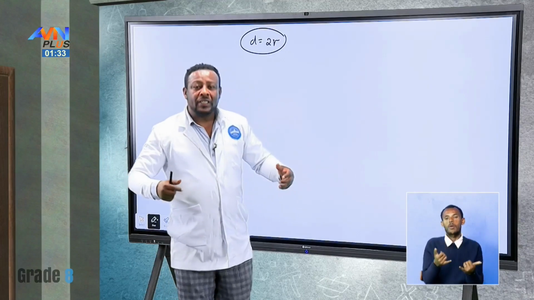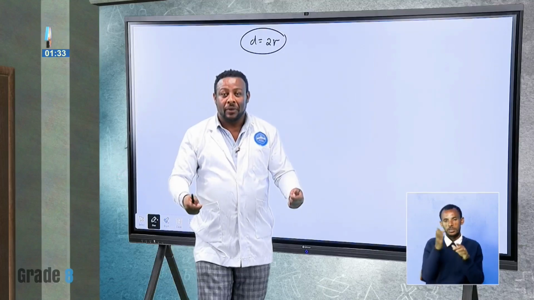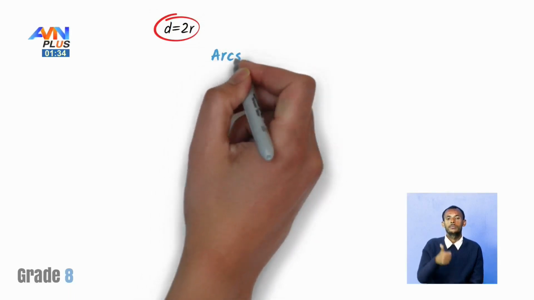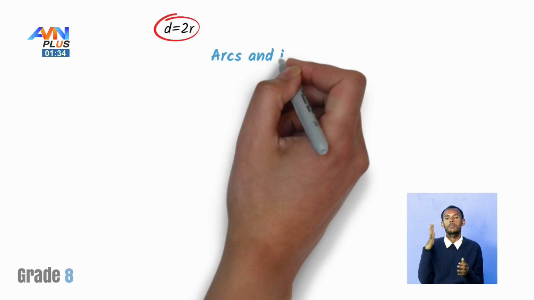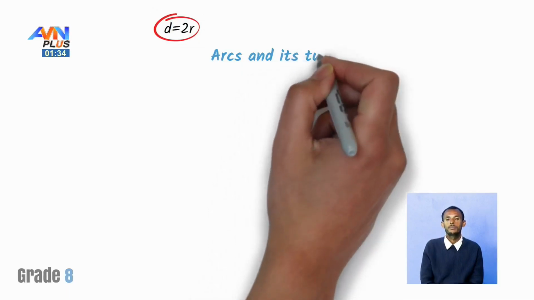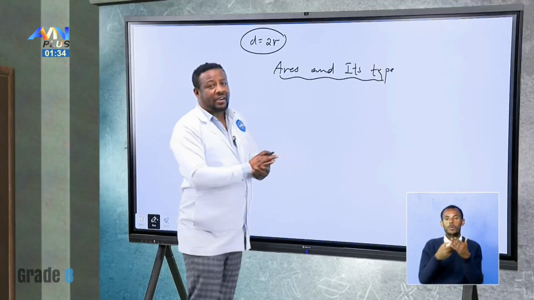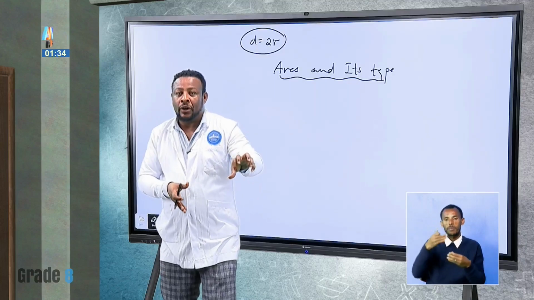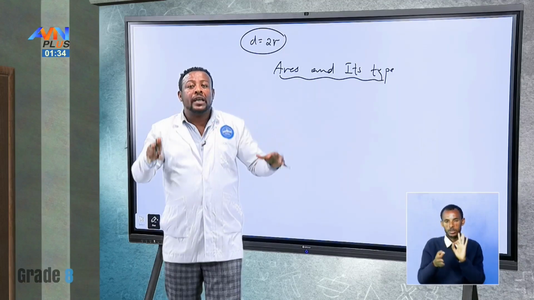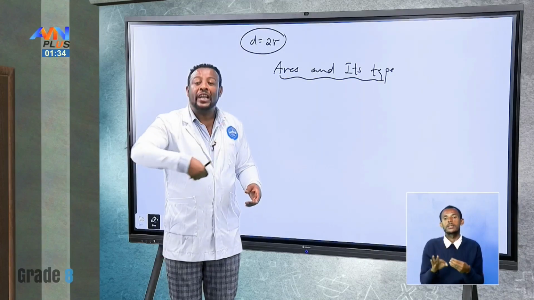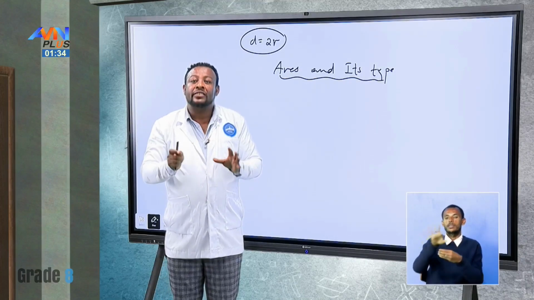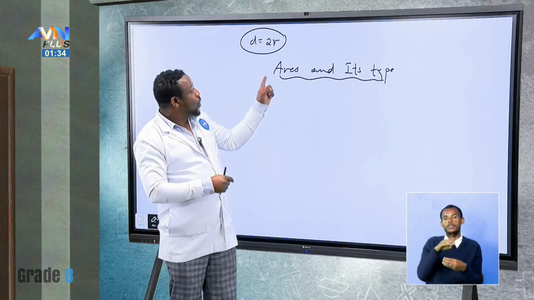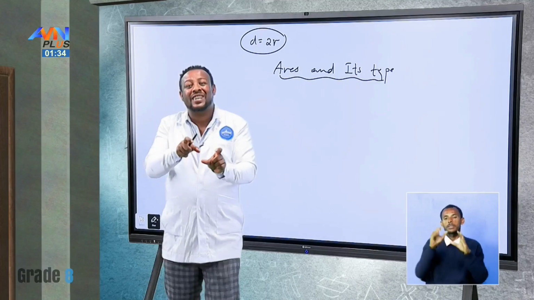Then now we will see some other terminologies in circle, that is arcs and their types. So what is an arc? An arc is a portion of the circumference of a circle. In our former definition, we have seen that the circumference of a circle is the total length of a full circle. Whenever we say circumference, the length of a full circle is the circumference. So when we come to arcs, an arc is a portion of the circumference of a circle.